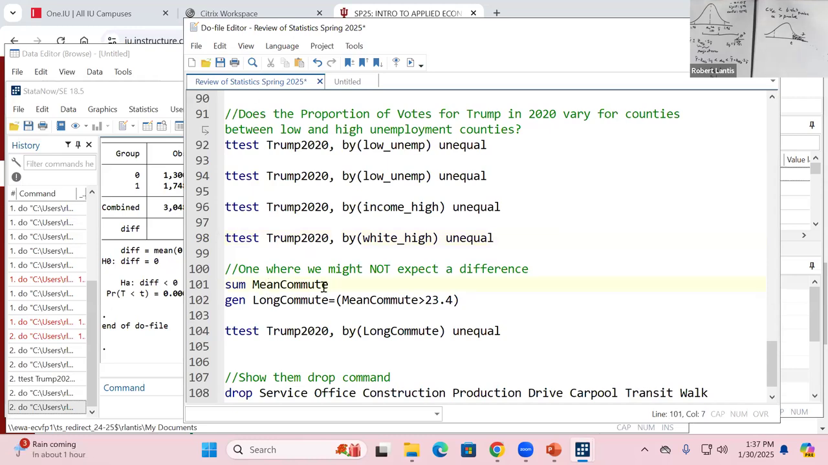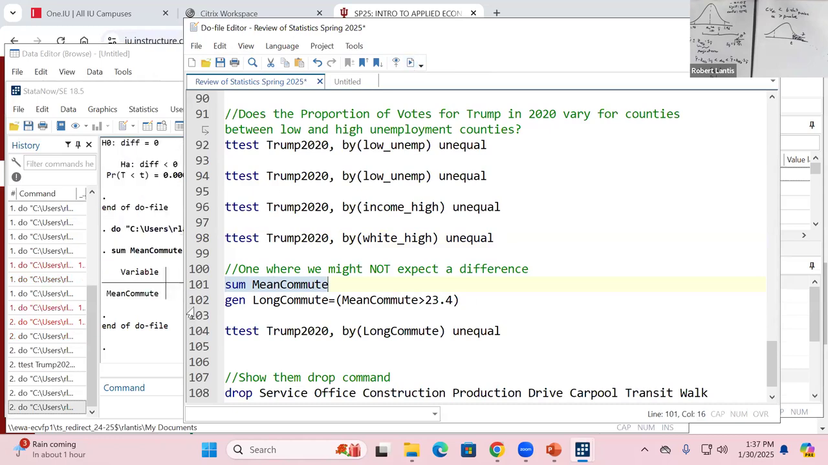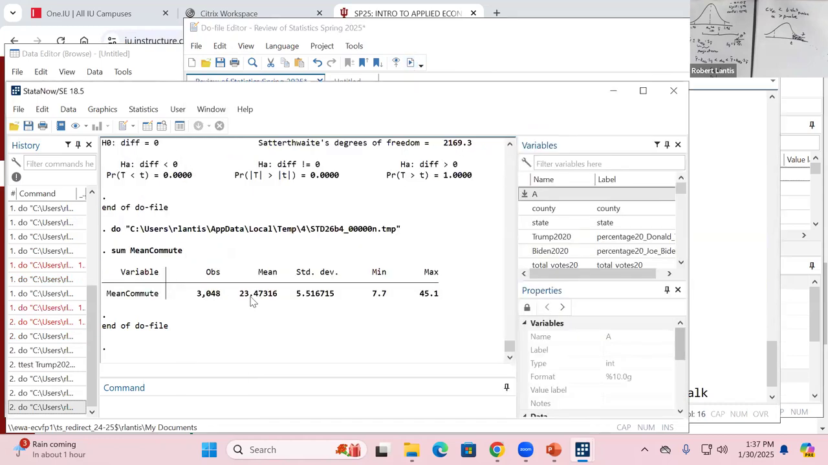I had this variable that existed, which was the mean commute time, right? I was like, I don't know. Should that be related to the proportion of people that vote for Trump? Maybe there's a story that you're less likely to be in a big city or something, but let's try that, right? So I'm going to summarize this variable just to get an idea. Okay, the mean was about 23.47.